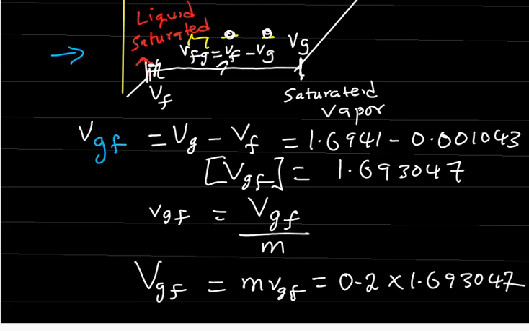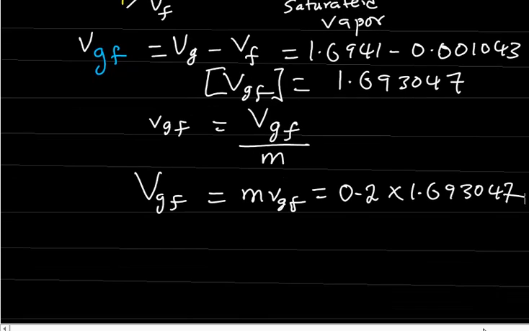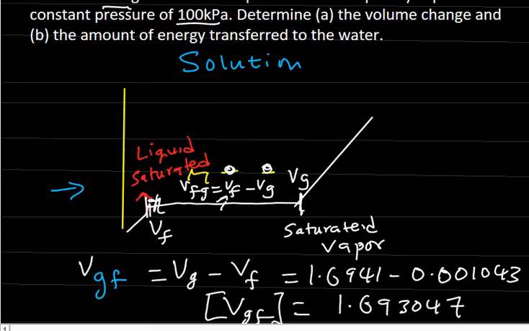Let's do that multiplication. At the end of the day, what we have is 0.3386 approximately. 0.3386, and that will be in meters cubed. Okay, so I hope that is well understood.